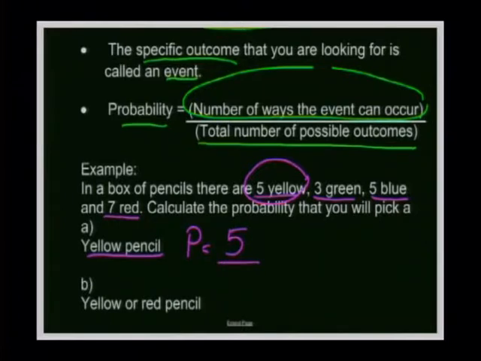Out of the total possible outcomes, the total outcomes is how many pencils do we actually have. So we add them up, 5 and 3 and 5 and 7, that adds up to 20 pencils. So my probability is 5 out of 20. Now, unless the question tells you otherwise, you can leave it as a fraction like that. You don't have to simplify it, and you don't have to write it as a percentage or as a decimal. You can leave it like that.